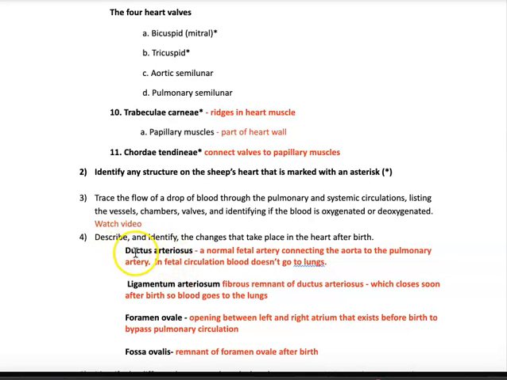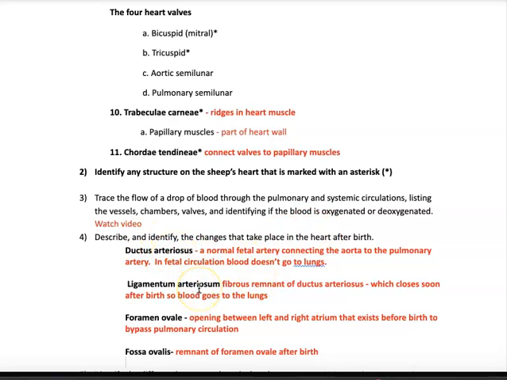The first one is the ductus arteriosus, a normal fetal artery that connects the aorta to the pulmonary artery. Blood does not need to go into the pulmonary artery because we're not going to send blood flow in a fetus to the lungs. So when the ventricles contract, all the blood is detoured through the ductus arteriosus to the aorta. So this is open in fetal development.